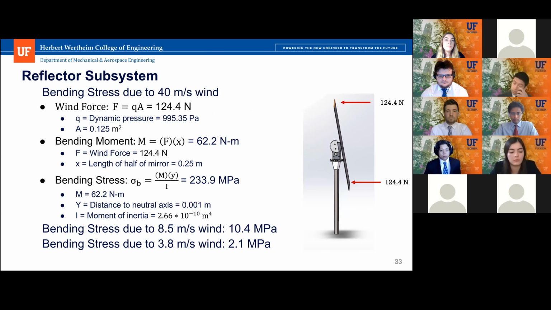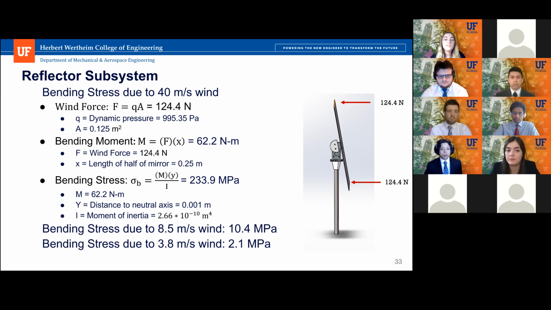On to the next slide, we have bending stress. So for bending stress, we assume that the worst case scenario for the mirrors would be when the mirror is in its most vertical position. We calculated the wind force and bending moment that half of the mirror would experience and then doubled it to account for the other half when calculating the bending stress. So for the maximum wind speed that Las Vegas experiences, which is 90 miles per hour or 40 meters per second, the bending stress was calculated to be 233.9 megapascals.